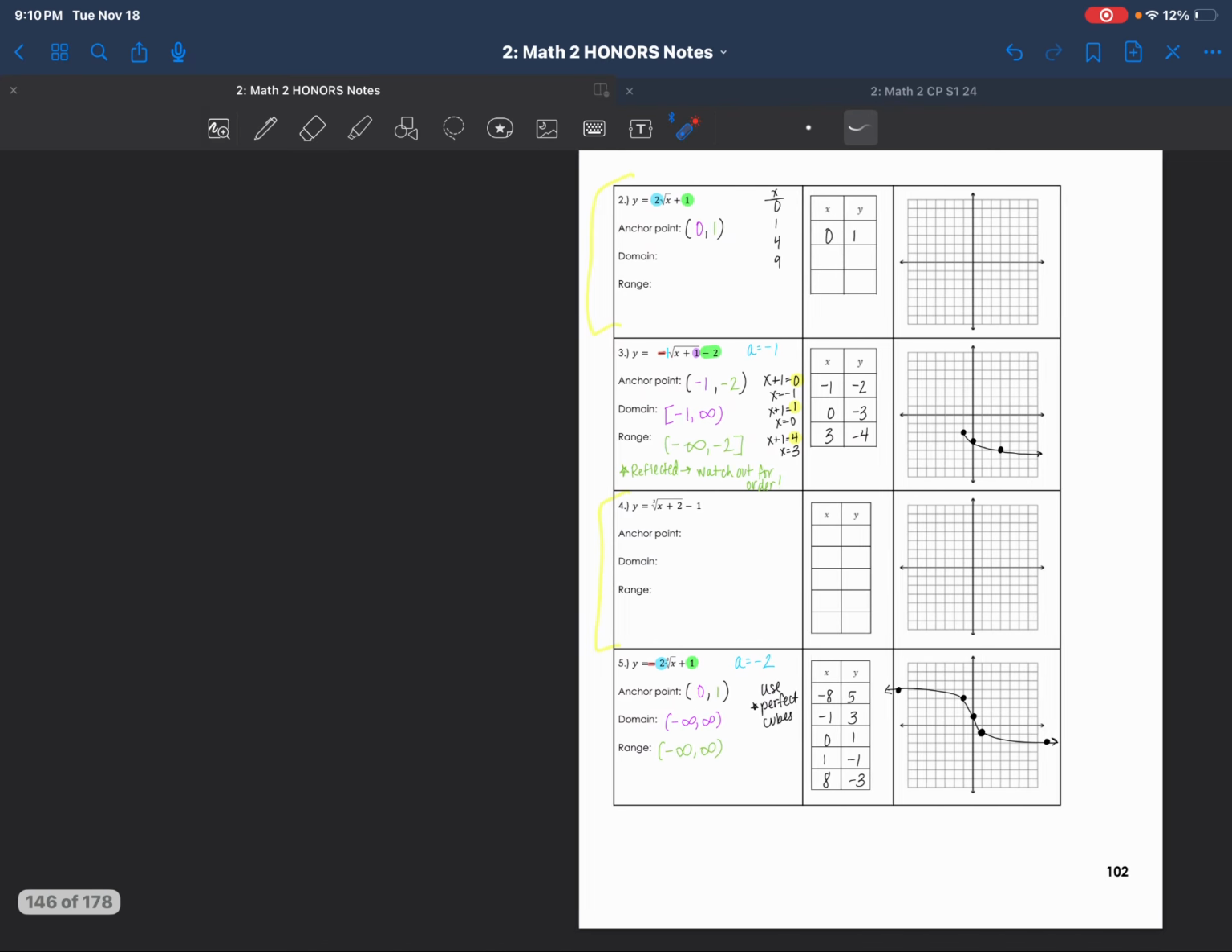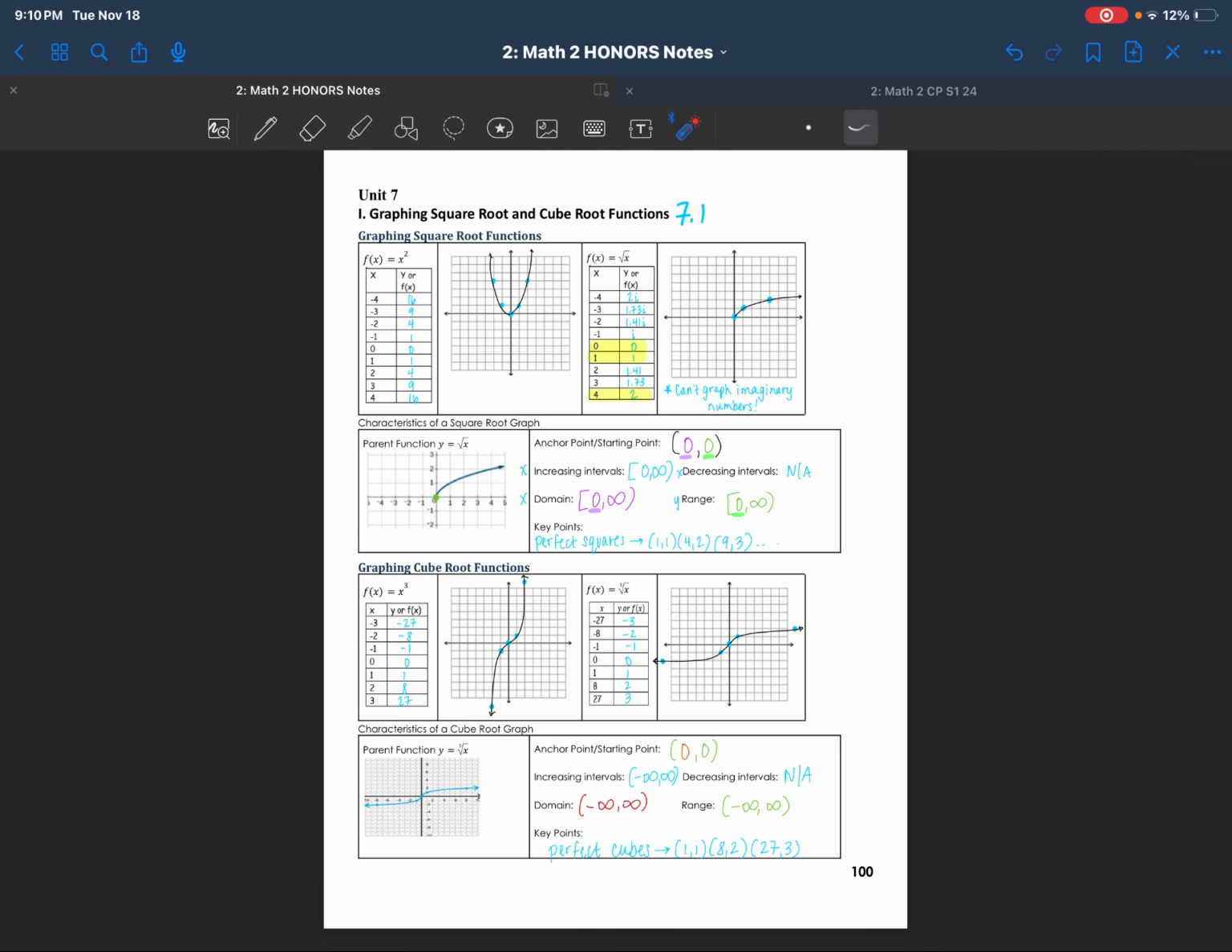All right, that was a lot of information, but a lot of it does build off stuff that we've done before with vertex form and parabolas. So that is graphing your square root and your cube root functions.